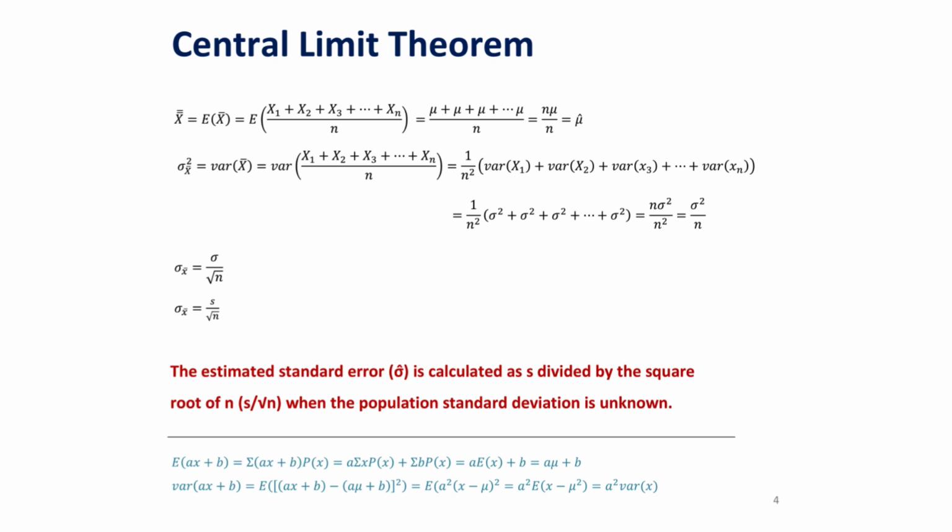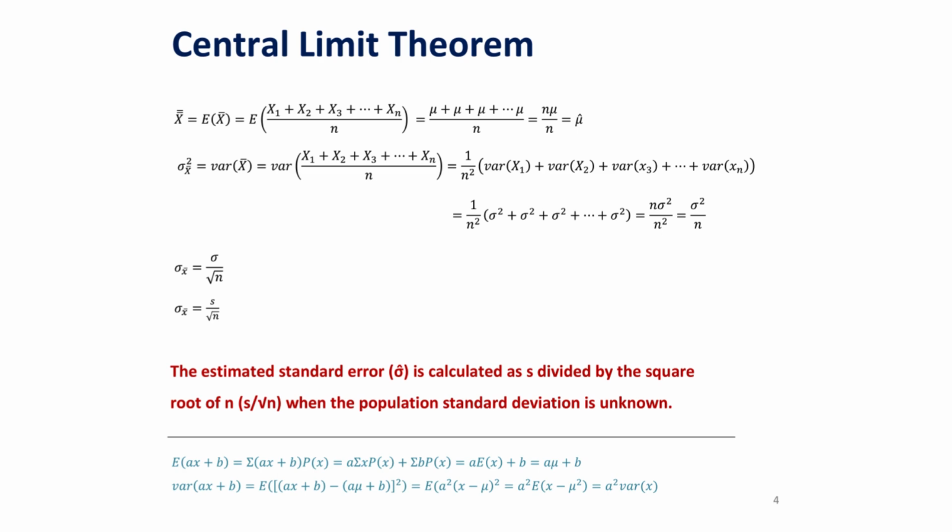Second equation, the variance of x bar, sigma squared x bar, equals the variance of the sample mean. It is calculated as the variance of the sum of n observations divided by n squared, which simplifies to sigma squared over n, when all observations have the same variance. Third equation, the standard error of x bar, sigma x bar, equals sigma divided by the square root of n. This represents the standard deviation of the sampling distribution and shows that the variability of the sample mean decreases as the sample size increases.